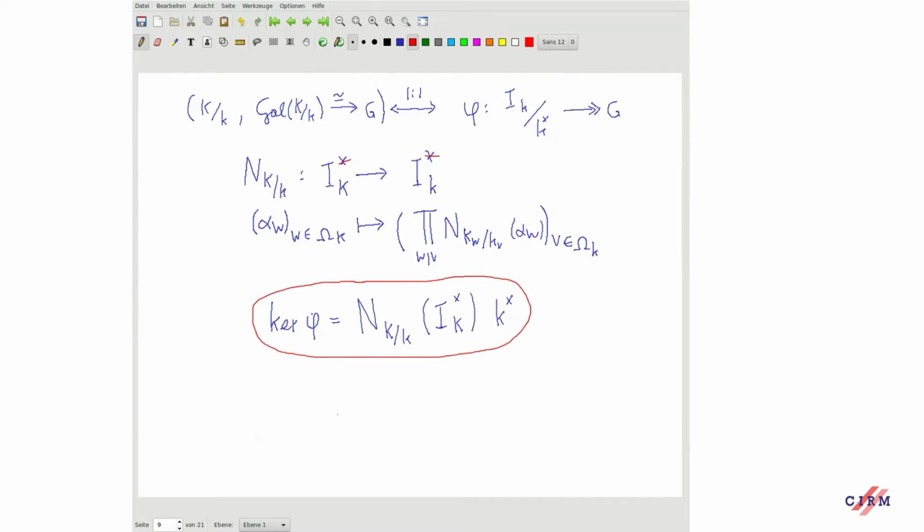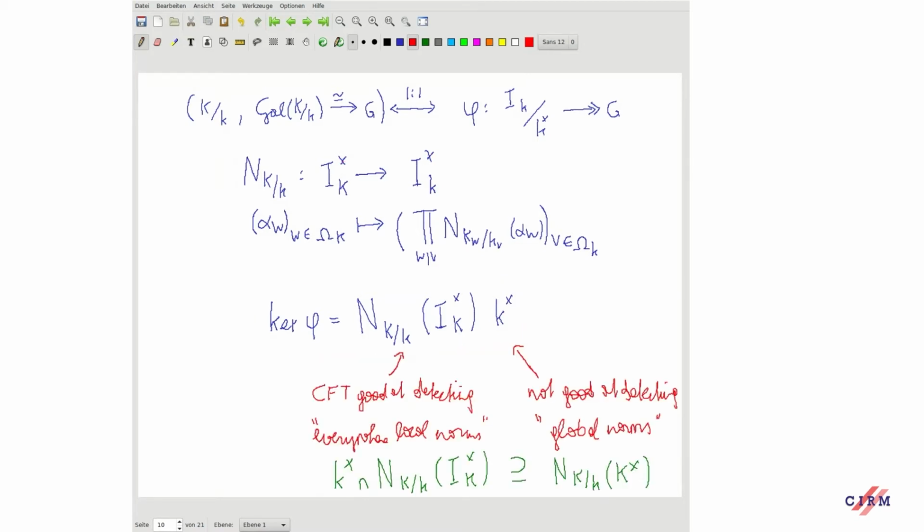So if phi corresponds to my extension K, then the kernel of phi is the norms of the ideals of K. So that's how you can detect norms using classical theory. And of course, it's all modulo little k. So this is good news and bad news.